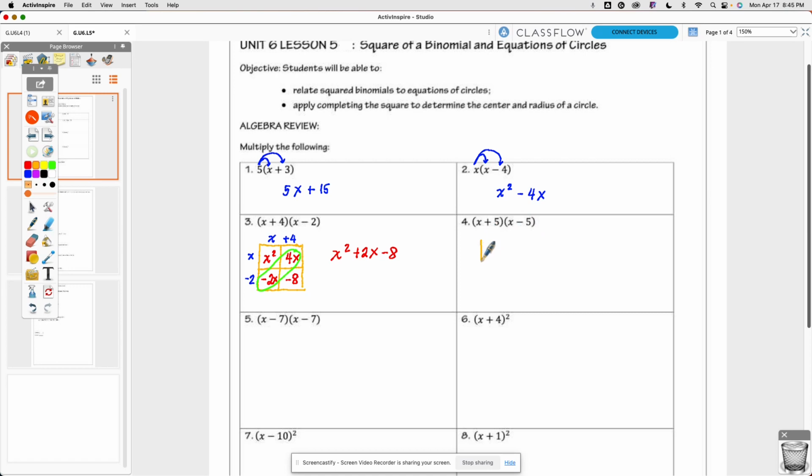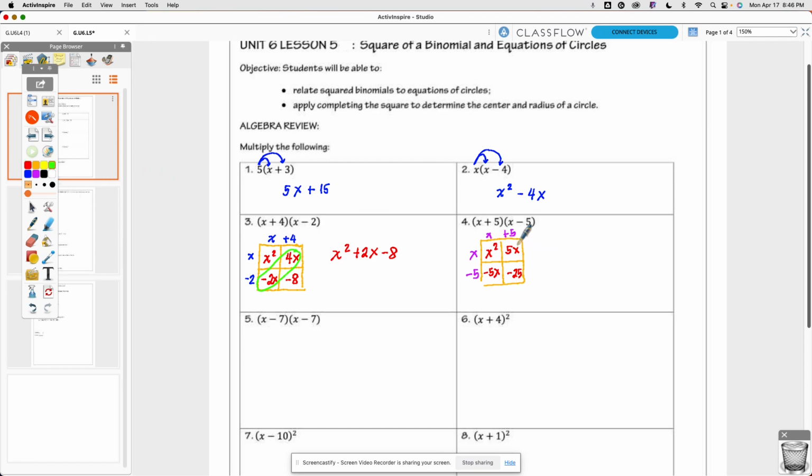All right. So using the box method for number 4, we have here the x plus 5 multiplied by x minus 5. Okay, x plus 5 times x minus 5. And then we have x times x would be x squared. 5 times x is equal to 5x. x times negative 5 is negative 5x. And then for the last box, we have 5 times negative 5 is negative 25.